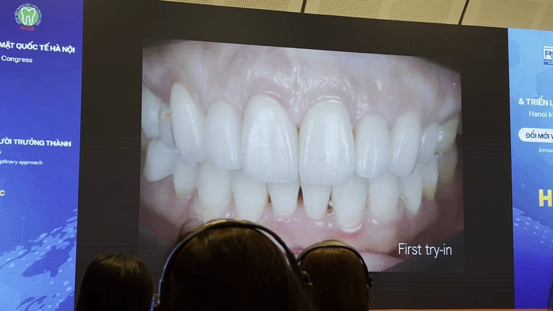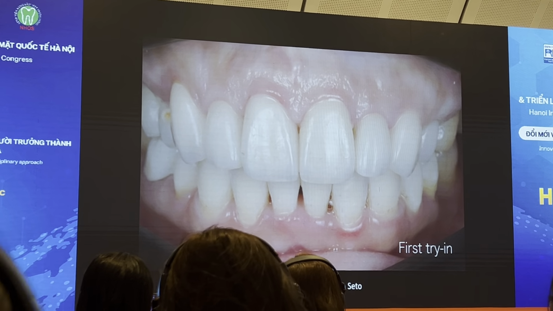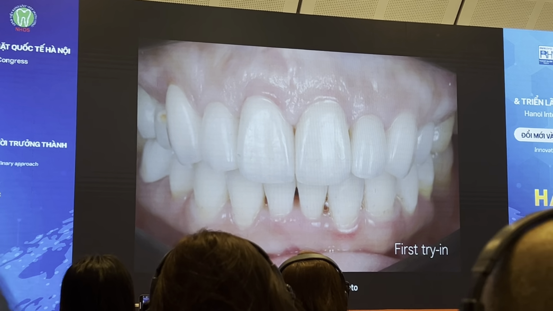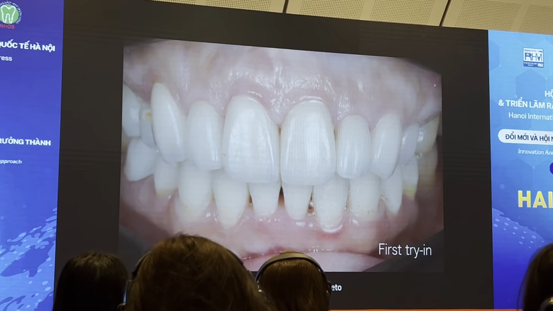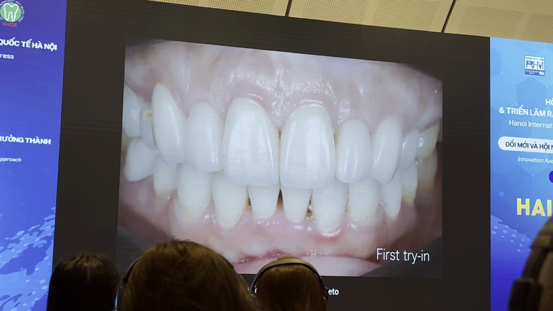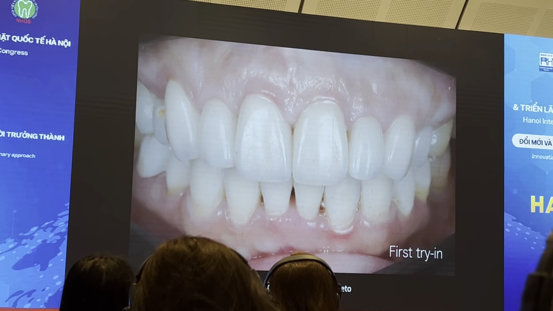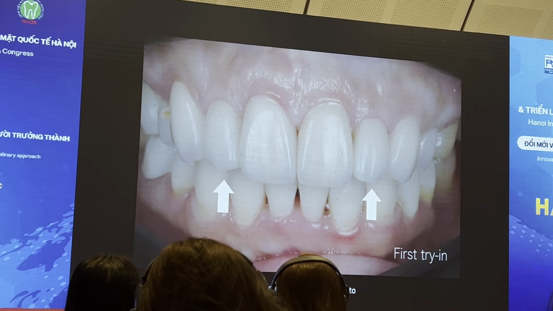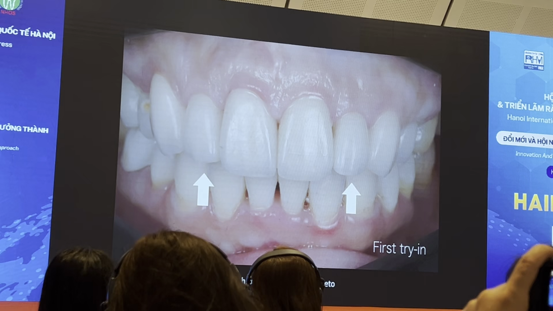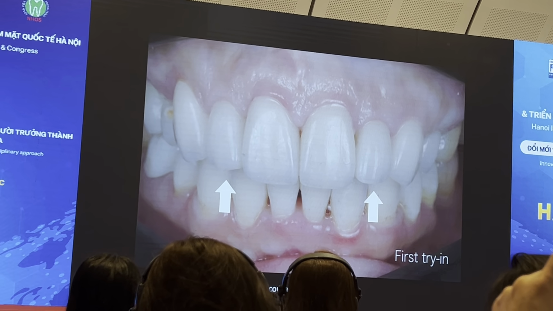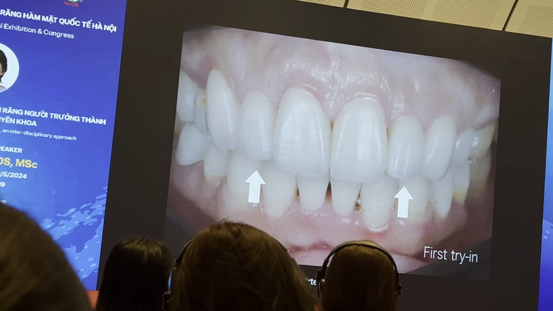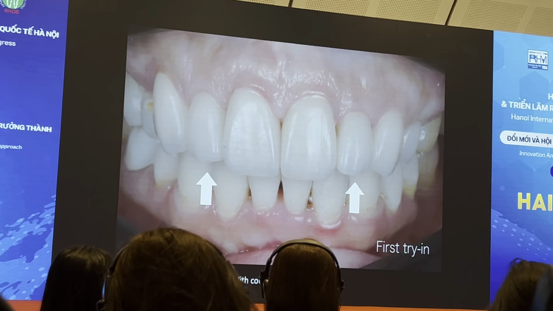The first try-in before cementation. Patient requested an upper central incisor to be more prominent, as the edge of the upper central incisor is located exactly at the wet-dry border of the lower lip, which was the best position. The restorative dentist had decided to change the inclination of the lateral incisors instead, so that the central incisors could stand out more.